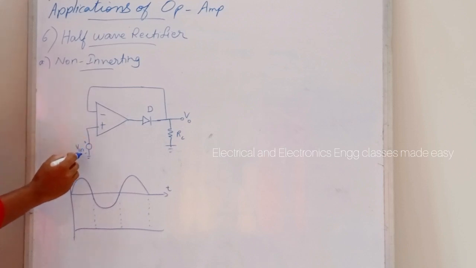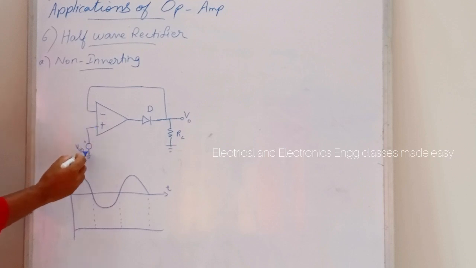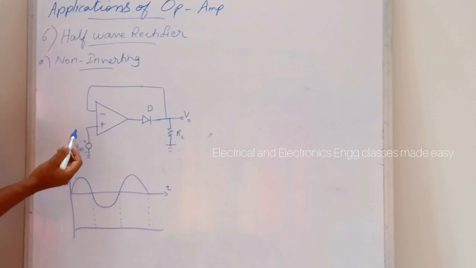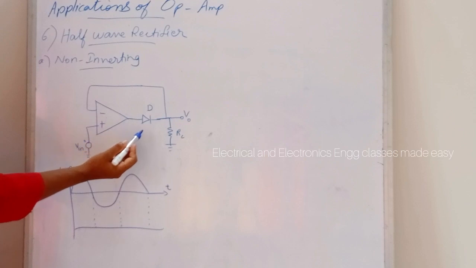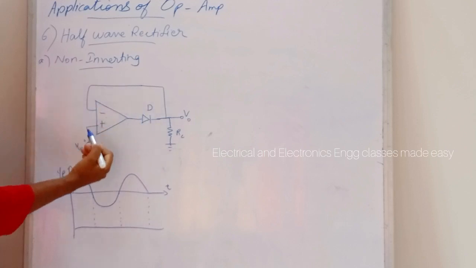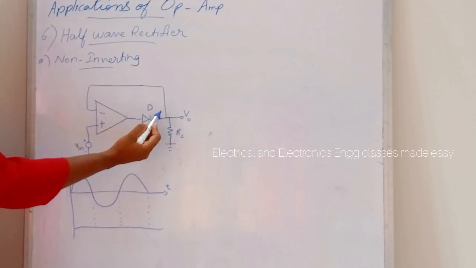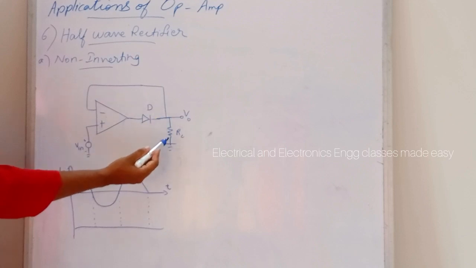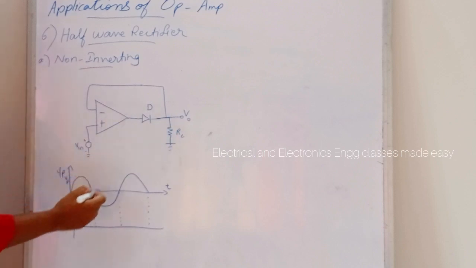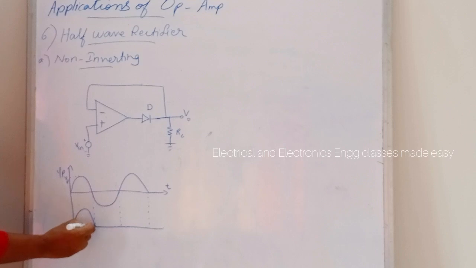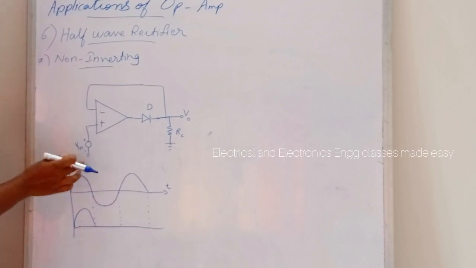When the input signal goes positive, since this is non-inverting, the input is given to the non-inverting terminal. When the input signal goes positive, the output goes positive and it turns on the diode. The circuit then acts like a voltage follower and the positive half cycle appears across the load resistor. So during the positive half cycle, the output will be the positive half cycle of the input signal.